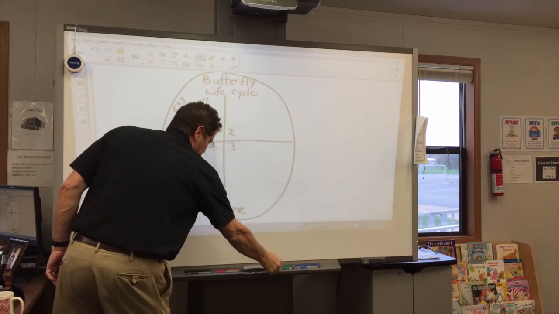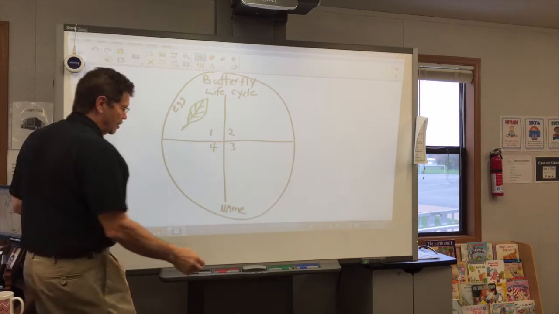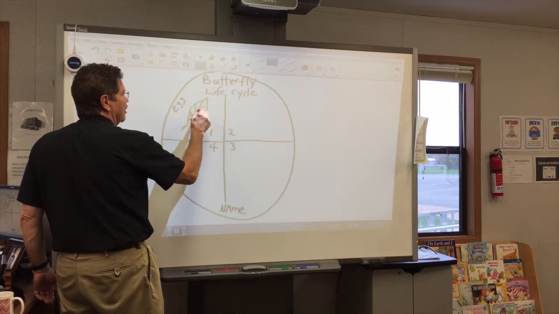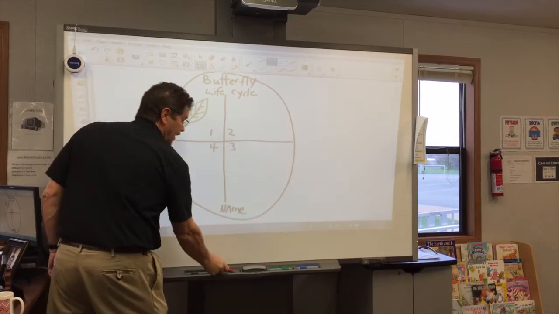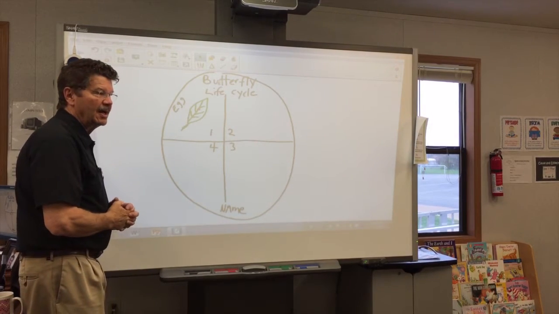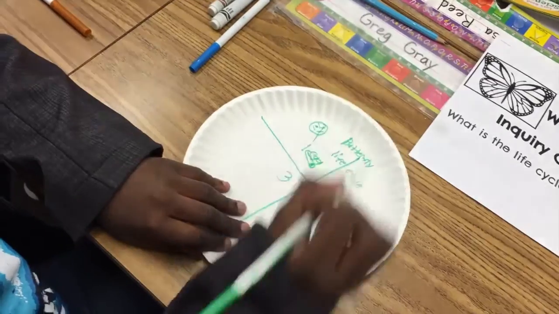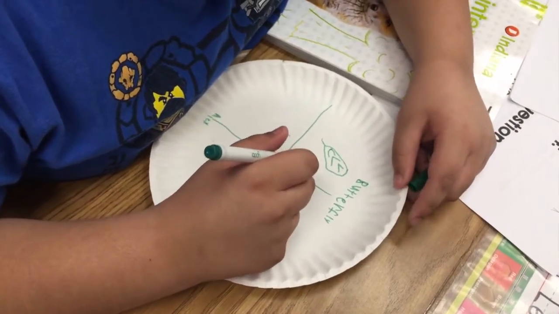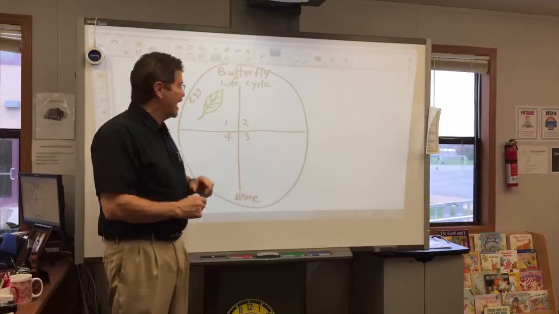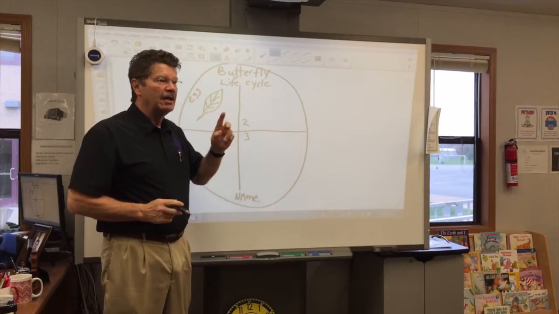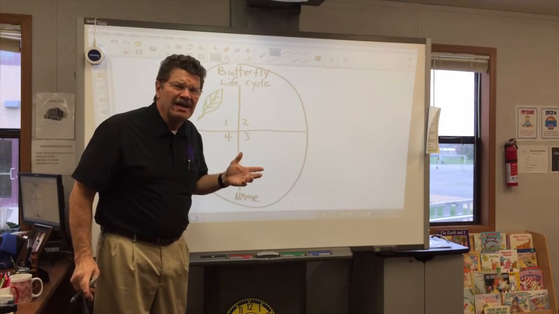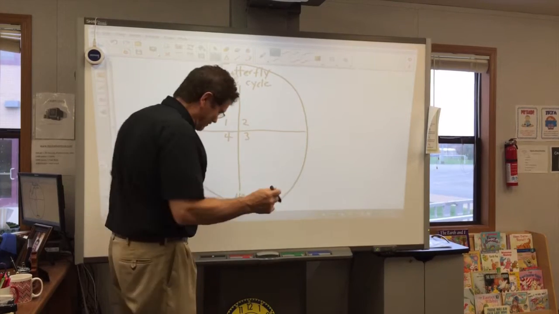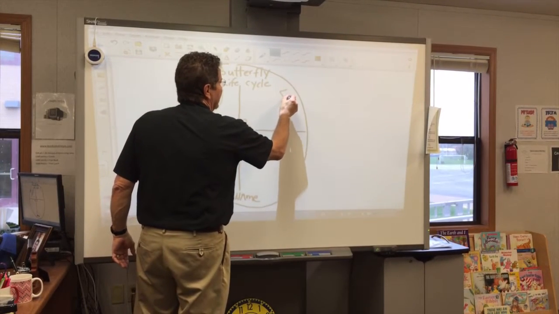What color should I put it? Red, black, blue? What do you think? Red. Blue. Okay. I'm going to put my egg right there. There's my egg. Go ahead and do that. After egg is the... Did you say lava? Don't be scared. It would be scary if out of an egg came lava. No, larva. Write it over here.